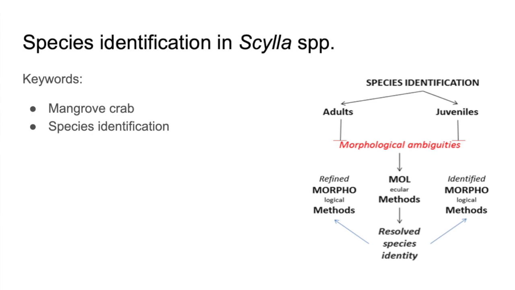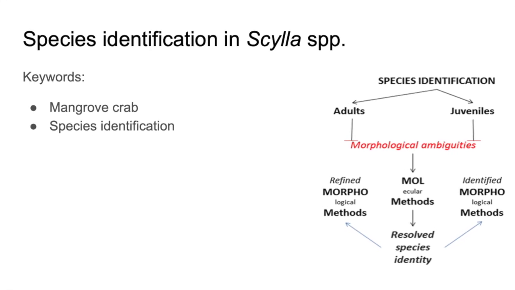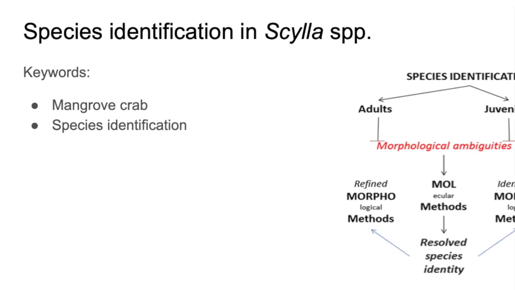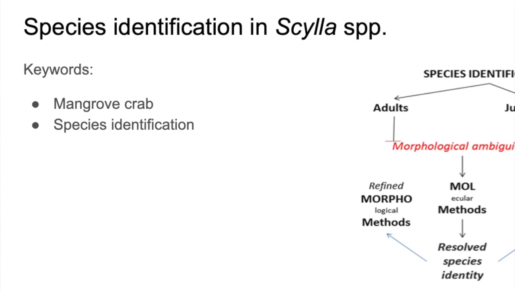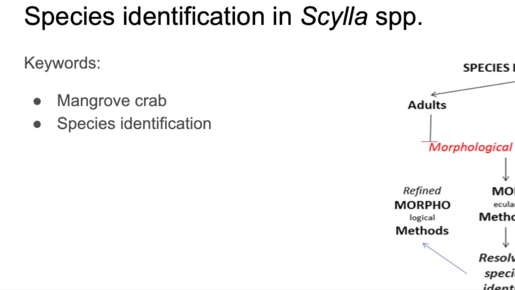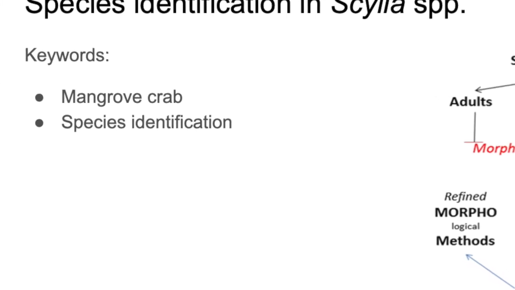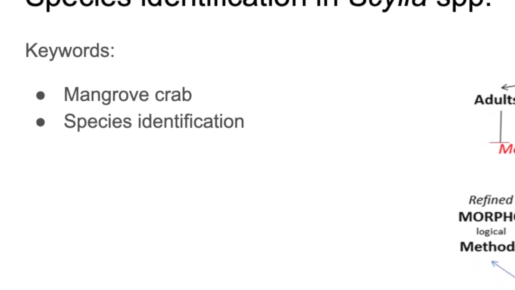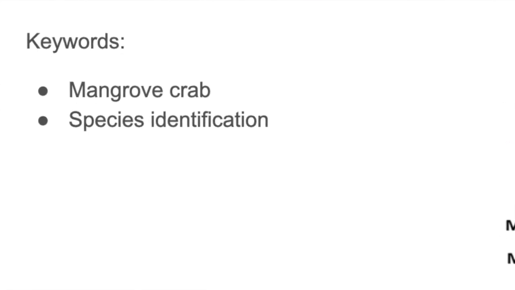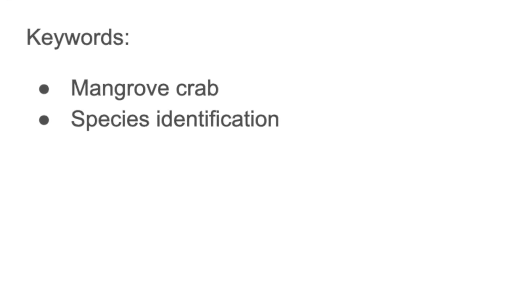In this case, two keywords are identified, which includes mangrove crabs, which is the specific group of crabs that I wanted to study, and the word species identification. The essential aspects on the biology, habitat, and other questions about the crabs would fall under the subclassification of mangrove crabs, whereas the different methods for species identification can fall into the keyword that is species identification.